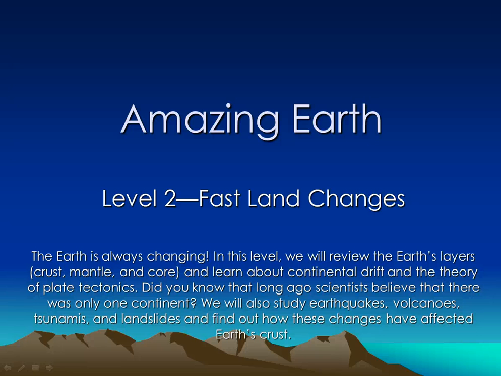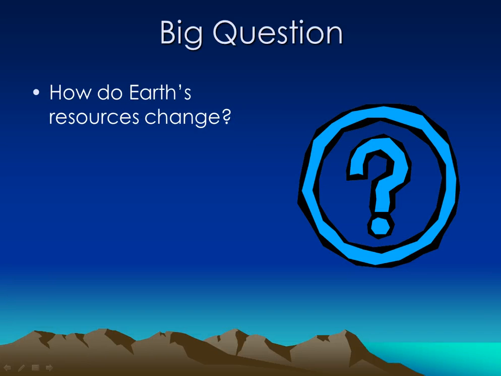Welcome back. We are still in level 2 of Amazing Earth. Let's review our big question, and that is, how do Earth's resources change? We've seen how they have changed slowly over time through erosion, weathering, deposition, and through continental drift. Now we're going to start learning about how they change more quickly over time.